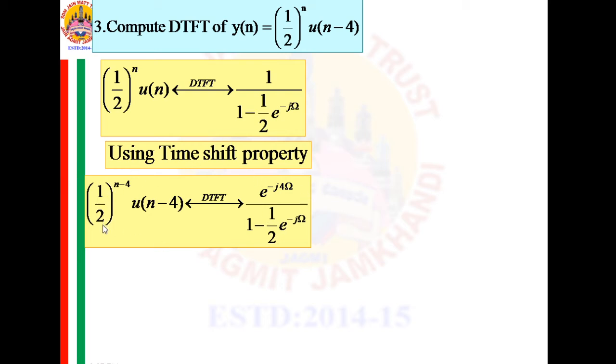But we are not interested in finding the DTFT of 1 by 2 raised to n minus 4 u of n minus 4. Whereas, our problem is to find the DTFT of 1 by 2 raised to n u of n minus 4. So, what we will do is multiply both sides of this expression by 1 by 2 raised to plus 4, so that this n minus 4 becomes 1 by 2 raised to n. Then you will get e raised to minus j 4 ohm by 2 raised to 4 times 1 minus 1 by 2 e raised to minus j ohm. Now, this is the DTFT of 1 by 2 raised to n u of n minus 4.